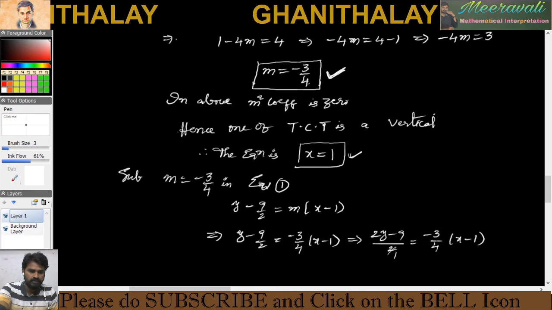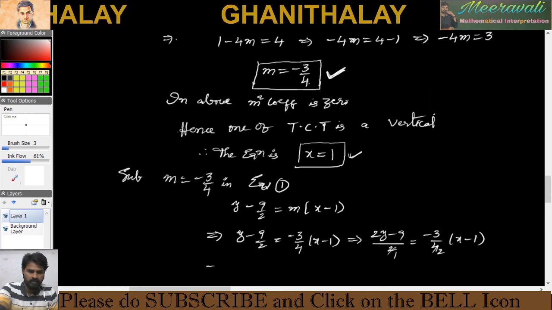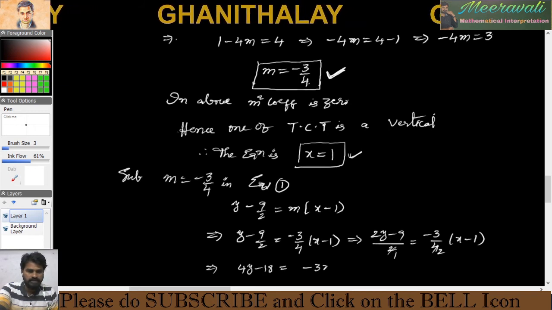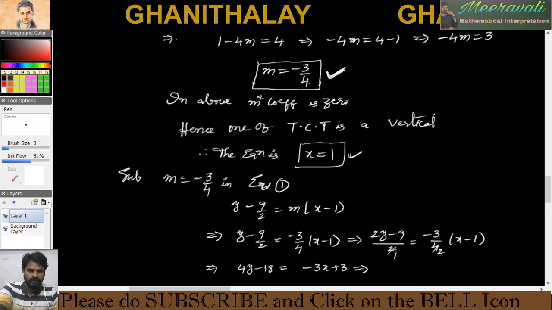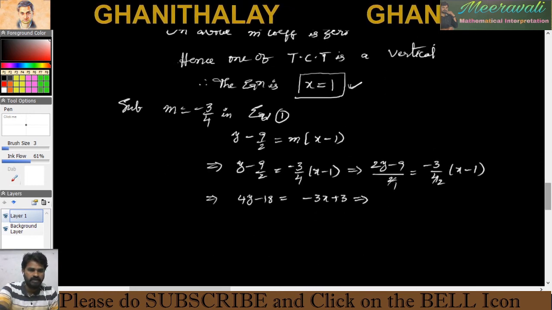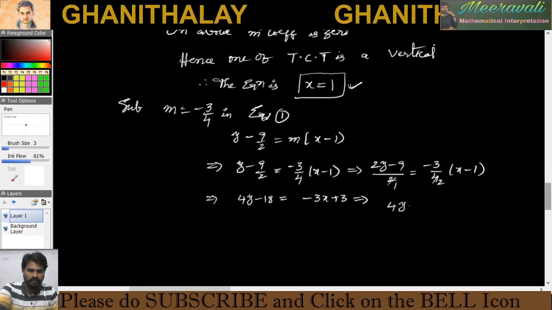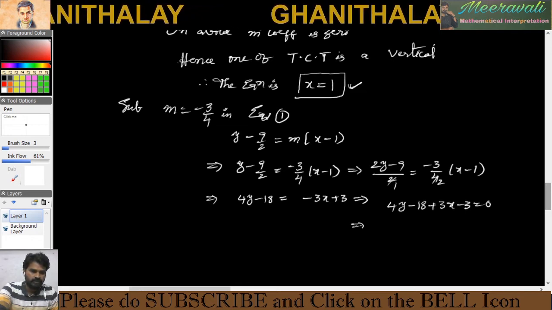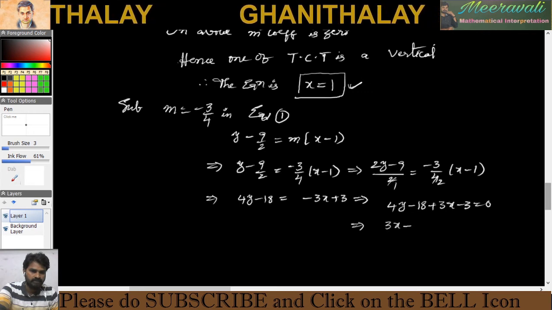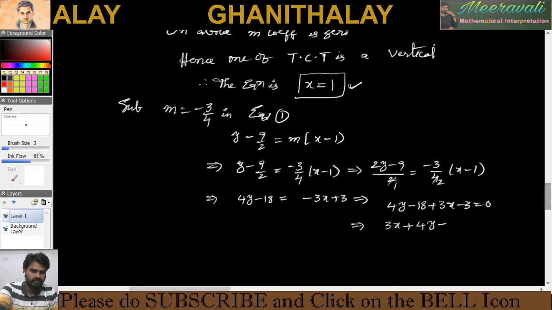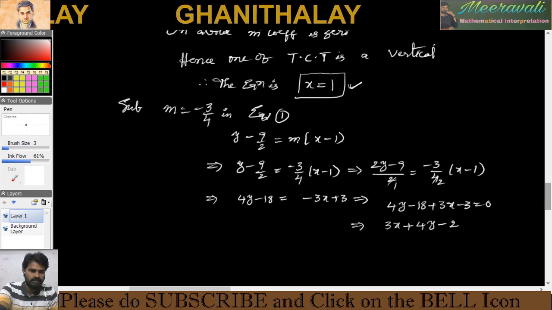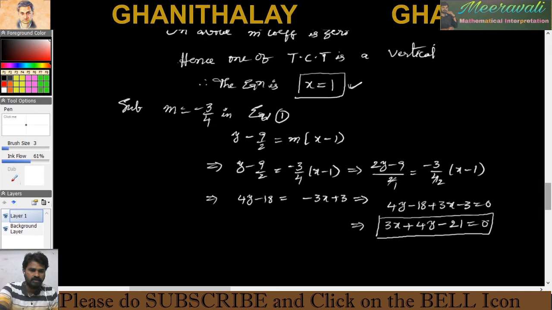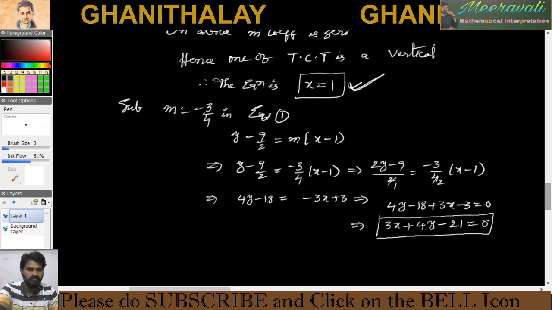Now the 2 1s, 2 2s are cancelled. Again doing cross multiplication, 4y minus 18 is equal to -3x plus 3. So here take the right terms to the left side. Now 4y minus 18 plus 3x minus 3 is equal to 0. So finally you can write the x term first, next the y term, next the constant term: -18 minus 3 is -21, equal to 0. So finally the transverse common tangents are x is equal to 1 and this one.